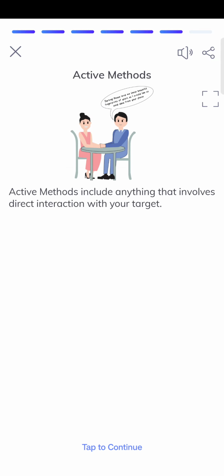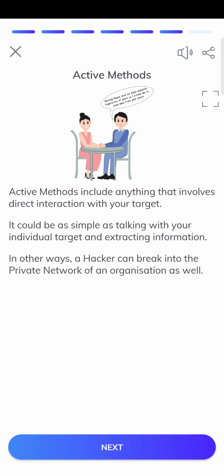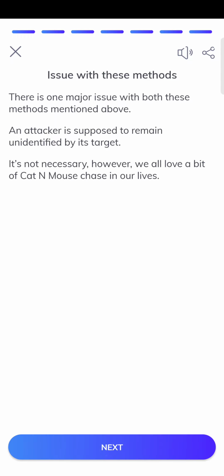Active methods include anything that involves direct interaction with your target. It could be as simple as talking with your individual target and extracting information. In other ways, a hacker can break into the private network of an organization as well. There is one major issue with both these methods mentioned above. An attacker is supposed to remain unidentified by its target. It's not necessary, however, we all love a bit of cat and mouse chase in our lives.